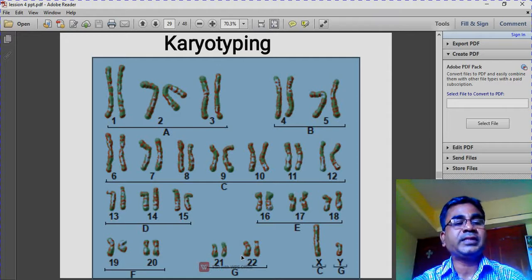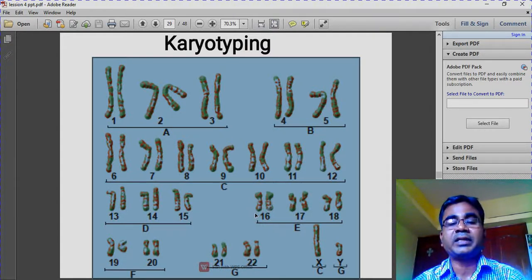Second point, to detect chromosomal aberrations. What are chromosomal aberrations? They are changes in the chromosomes, that is deletion, duplication, translocation, and non-disjunction. These are some of the chromosomal aberrations that we can detect by observing the karyotyping. We can understand whether there are any chromosomal aberrations in that individual.